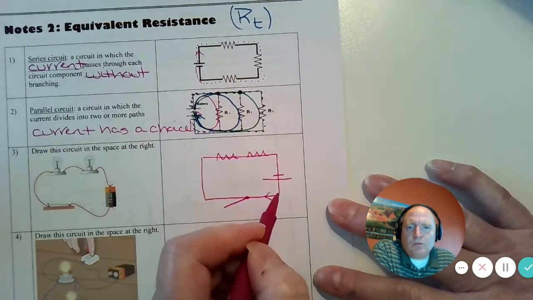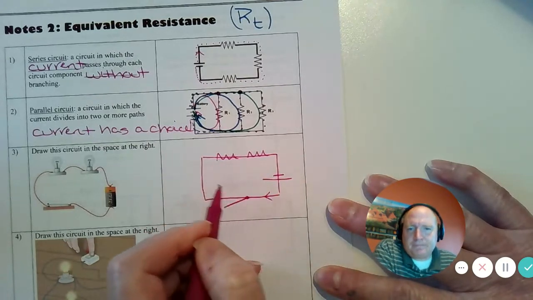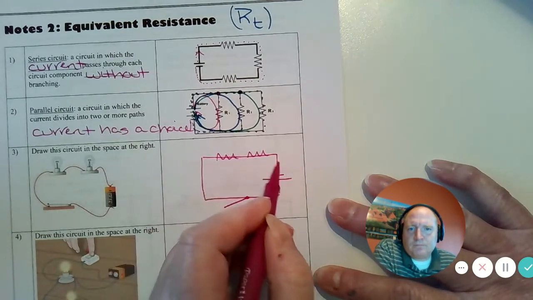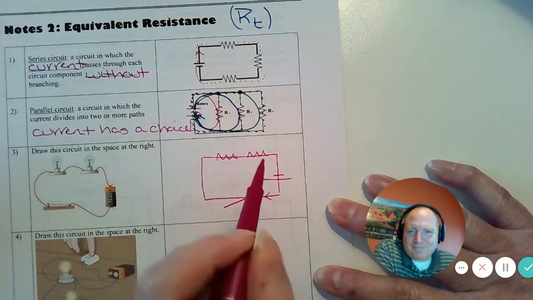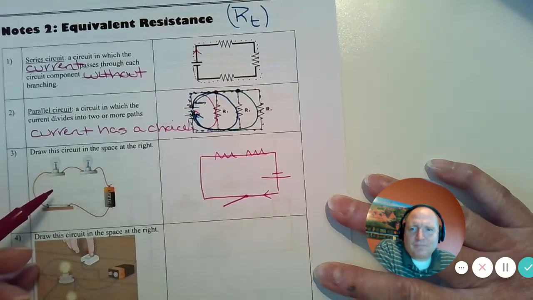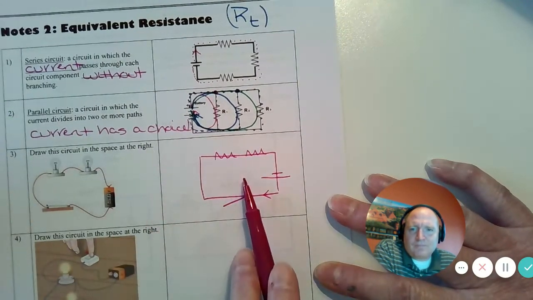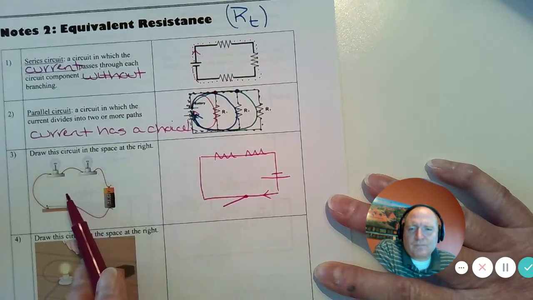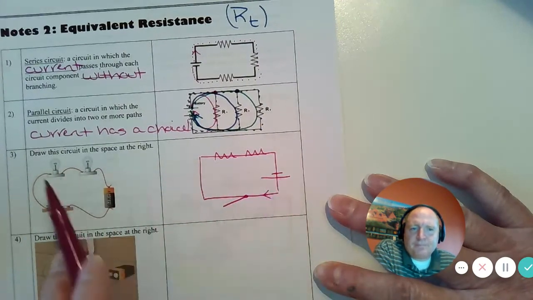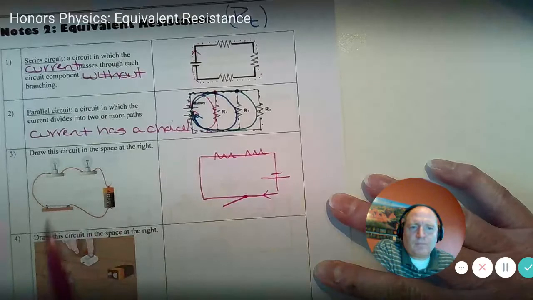Cool. Now, because this is a complete circle, I honestly could have put these components anywhere I wanted them on the circle. It would not have changed my circuit in any way, but I try to make my diagram look as closely as possible to mimic the actual circuit.